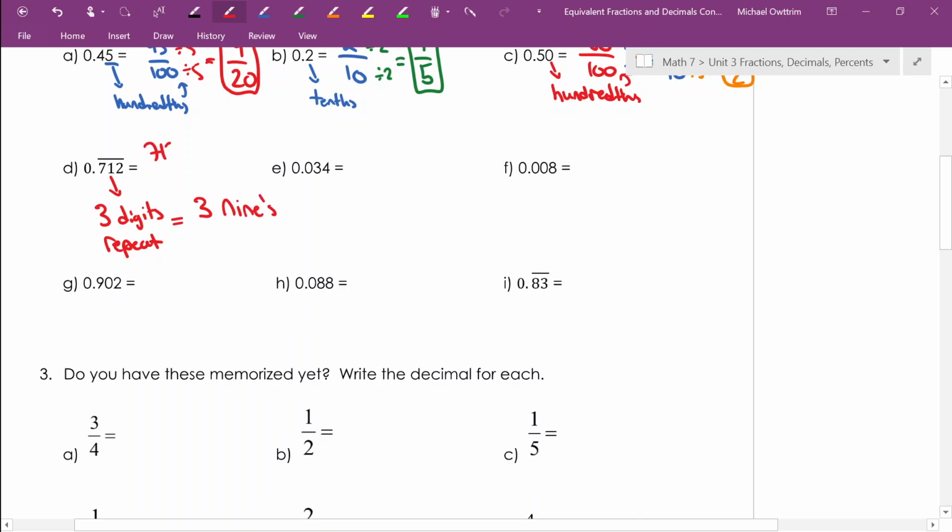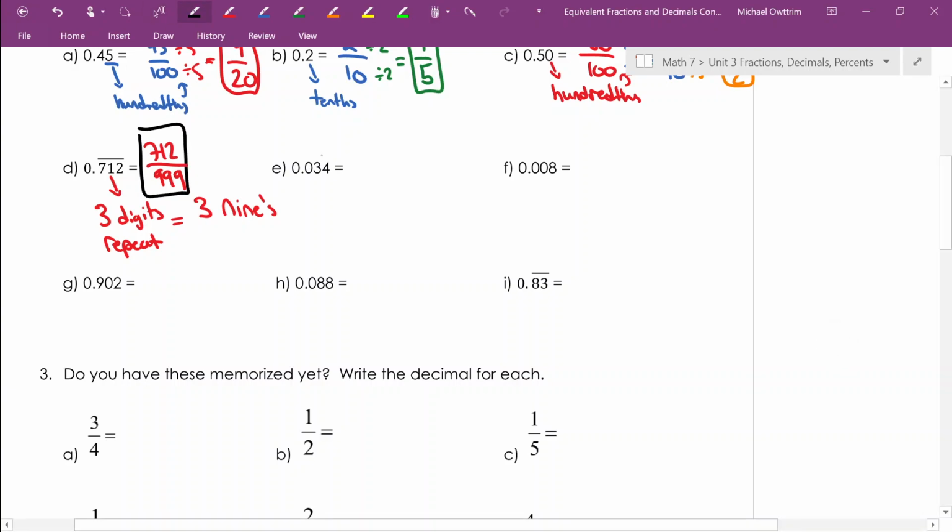So we're going to have 7, 1, 2 as our digits, and 3 9s, 999 on the bottom. If we just look quickly at these, 999 is pretty much only going to divide by 3 and 9. Might also divide, no, it doesn't divide by 6 as well. And so if we look at our 712, 7 plus 1 plus 2 is 10. That doesn't divide by 3 or by 9. That's going to be our simplest form.